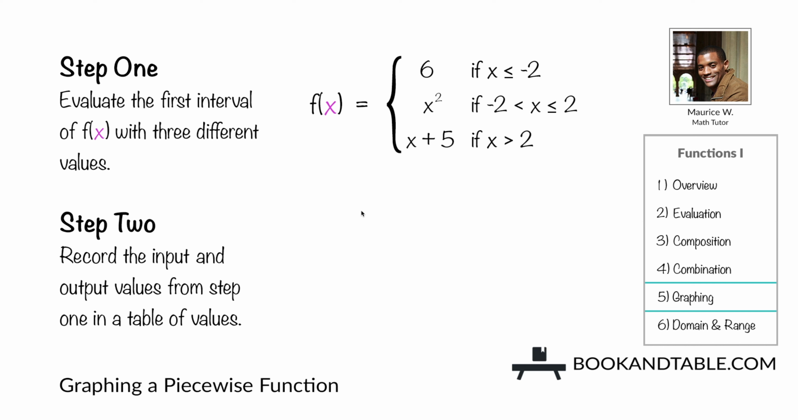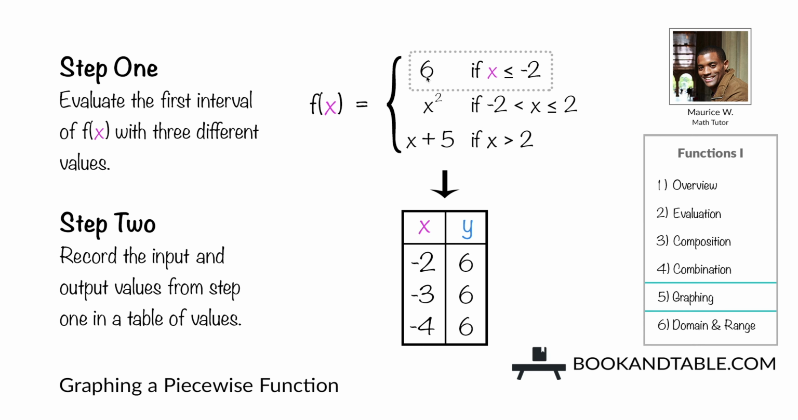Step 1, evaluate the first interval of f of x with 3 different values. So this will be pretty simple since the function has a consistent value of 6. So since we're leading up to the point of -2, we can use -2, -3, and -4. We're getting more negative. And for each corresponding y value, it is 6 for each one. Since no matter what, when x is less than or equal to -2, the function will be equal to 6. So each output will be 6.